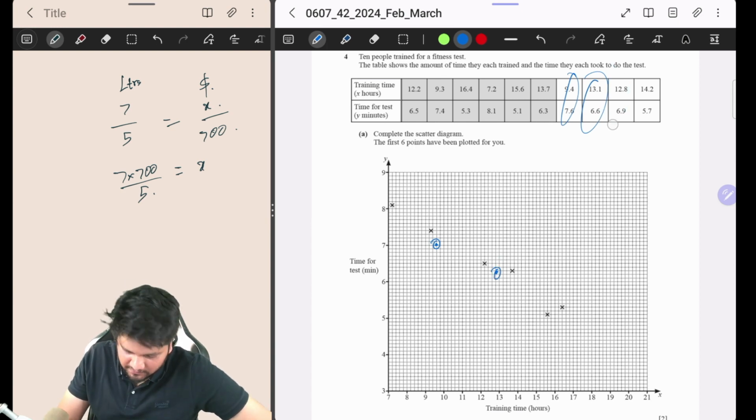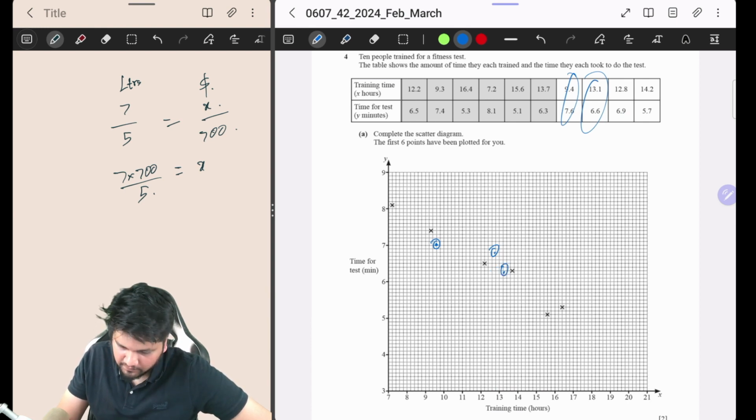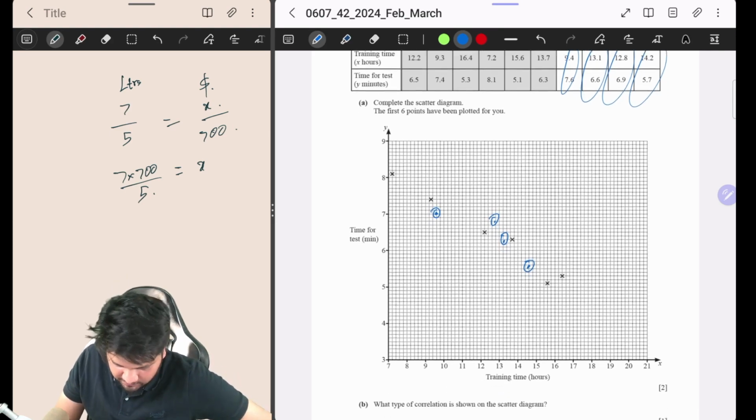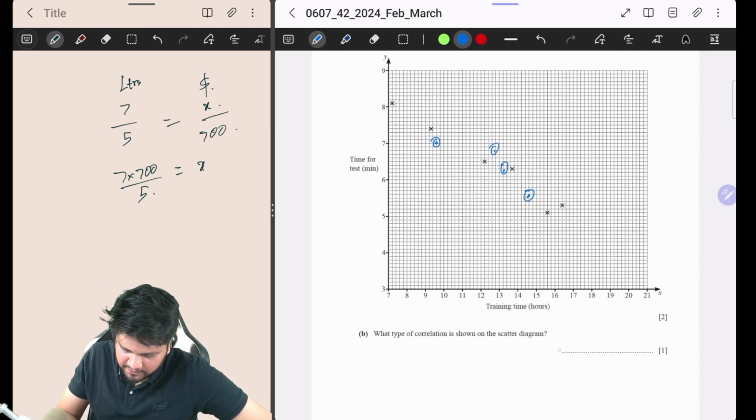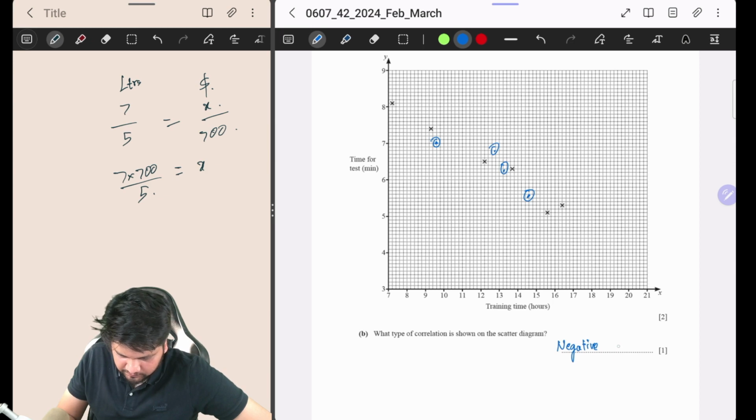12.8, 6.9. I'm not drawing accurately. Maybe you'll have to draw it properly. 12.8, 6.9, somewhere here. And 14.2, 5.7. So 14.2, 5.7 will be somewhere here. So you can see there is a correlation. What type of correlation is this? So it's going to be negative, and I feel it's a weaker correlation. So it's a negative, weak correlation, you can say. Actually, not weak, just negative correlation will work.